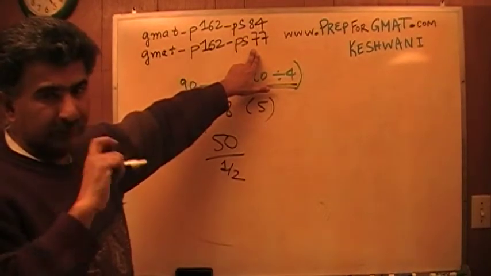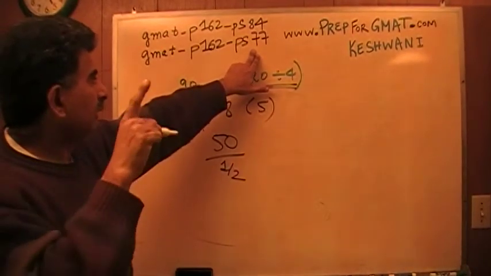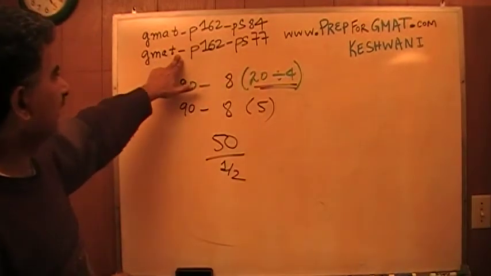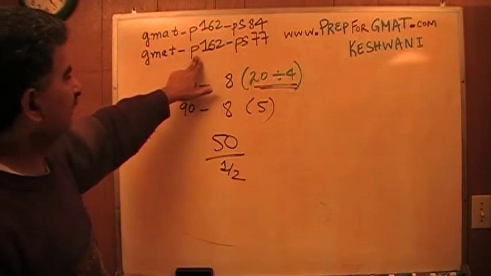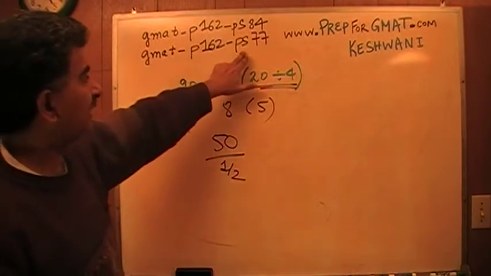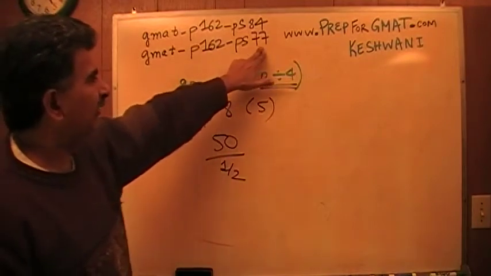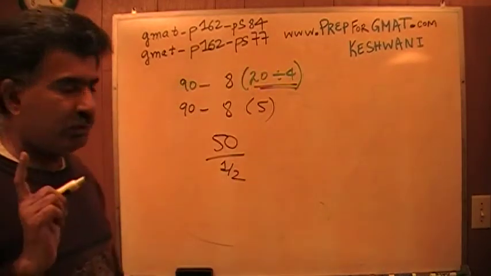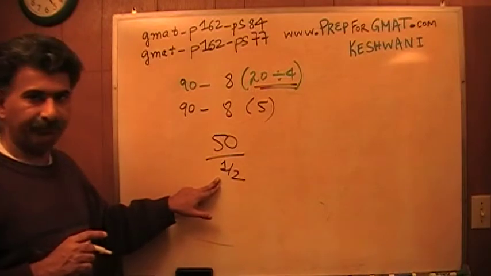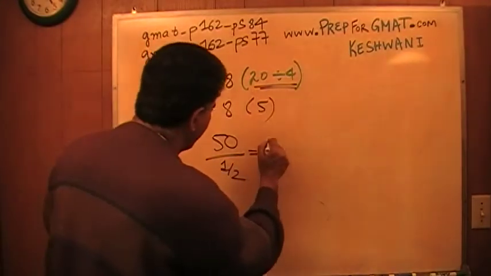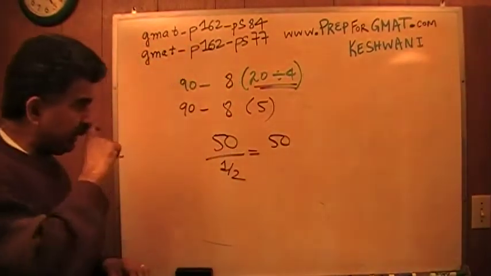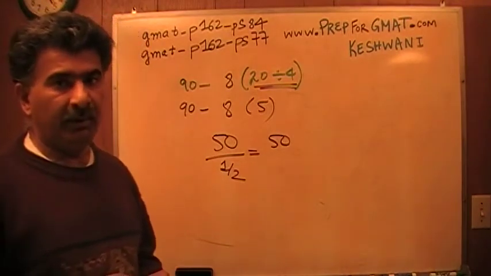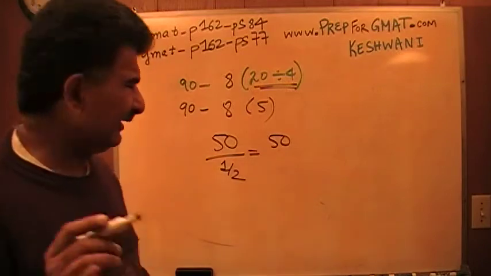Just go to YouTube, well obviously you're on YouTube right now. Go to the search part and type in this tag here, GMAT dash P for page 162, dash PS for problem solving number 77. Go to this particular video and watch this video where I talk about what to do when you have a fraction at the bottom. What you do is you take your top part. I refer to this as top part and bottom part as opposed to numerator and denominator, because that's a geeky talk.